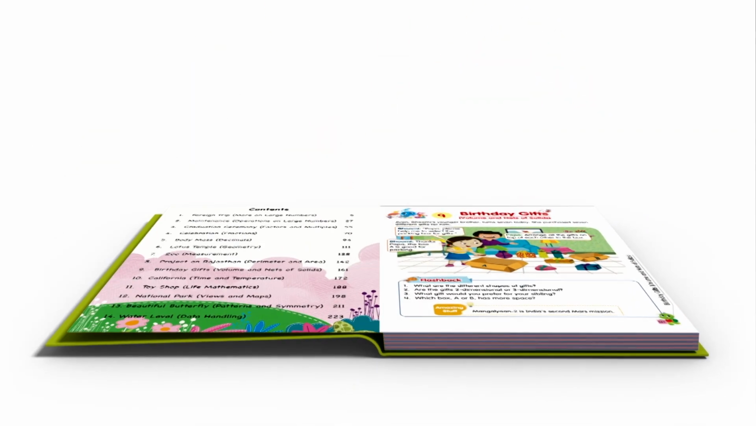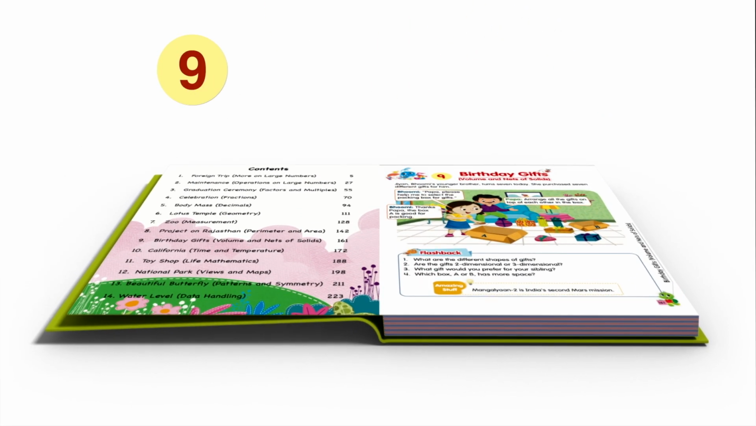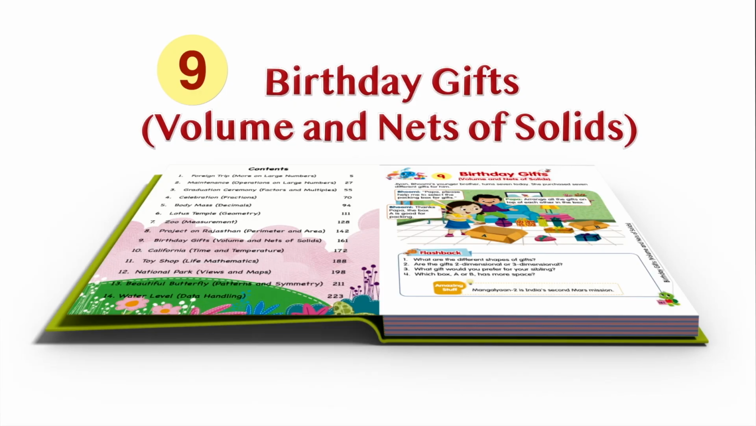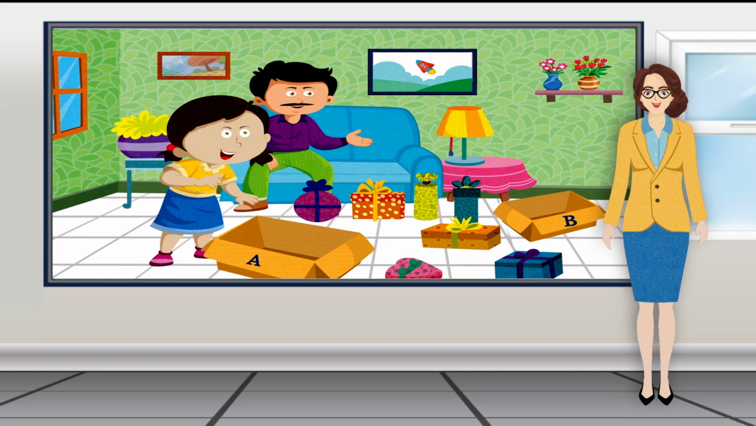Dear students, today I'm going to teach you Chapter 9, Birthday Gifts, Volume and Nets of Solids. Bhumi and her father are in the living room, surrounded by gift boxes and wrapping papers, as Bhumi's brother Jian's birthday is about to come.